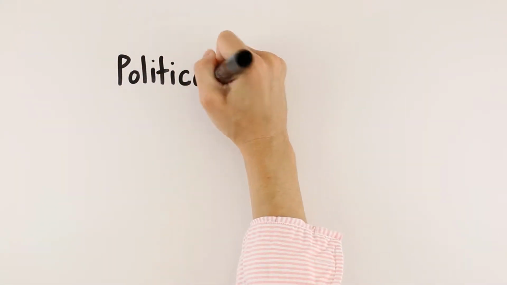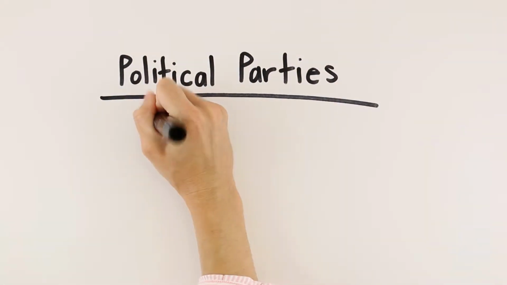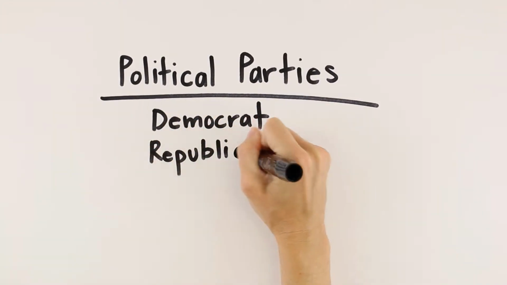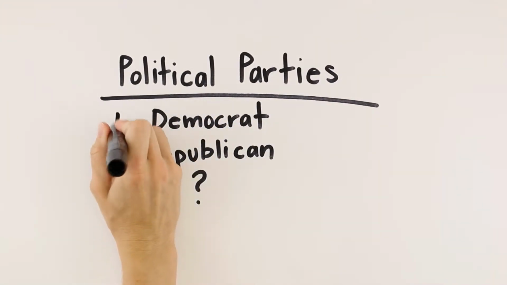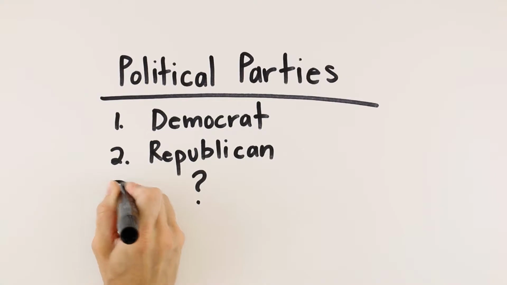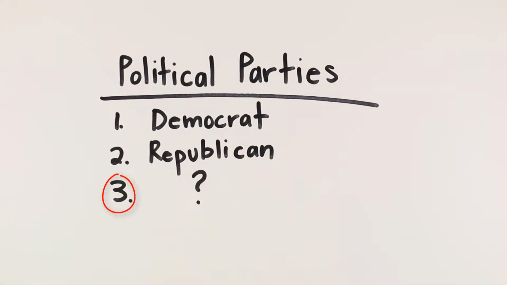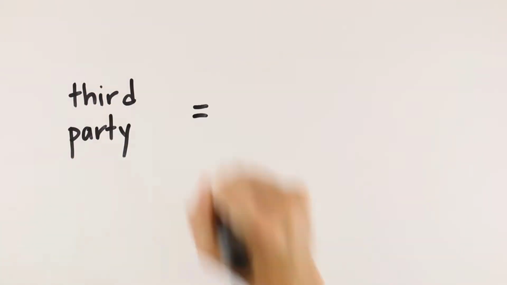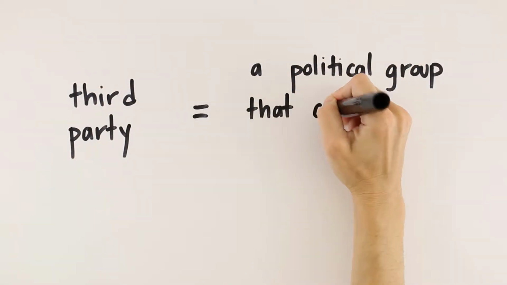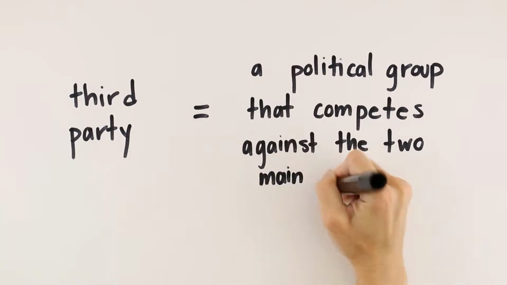Although the American political system has traditionally only consisted of two parties, the Democrats and the Republicans, there have been quite a few other parties. We usually call these minor parties third parties because they challenge the two-party system we have in place. A third party is a political group that competes against the two major parties.